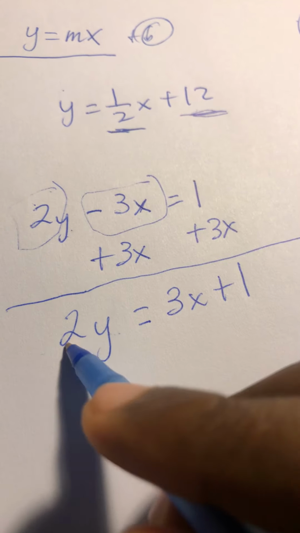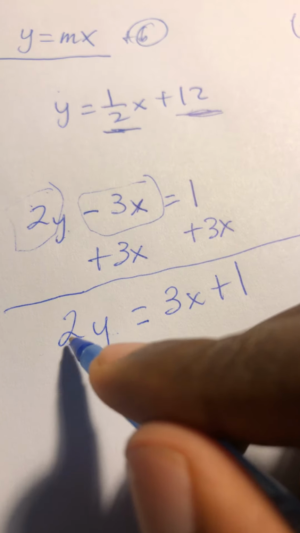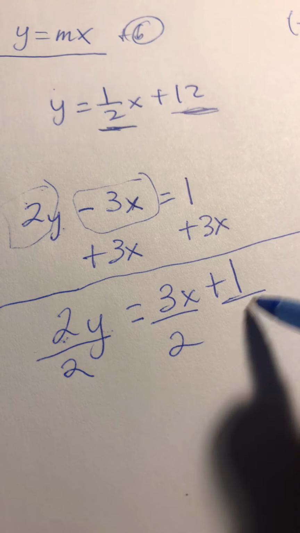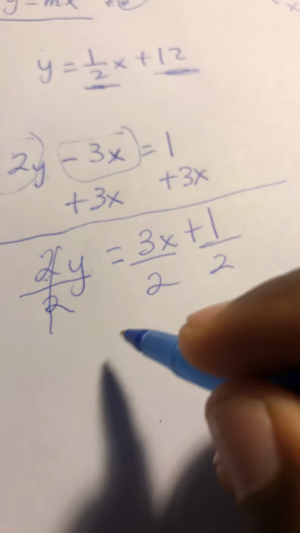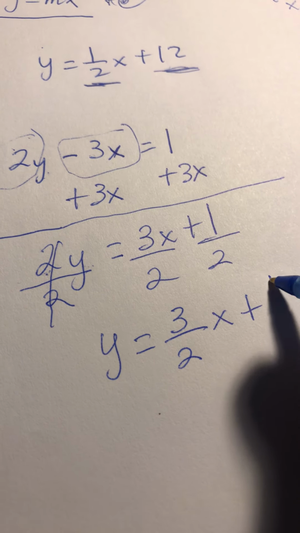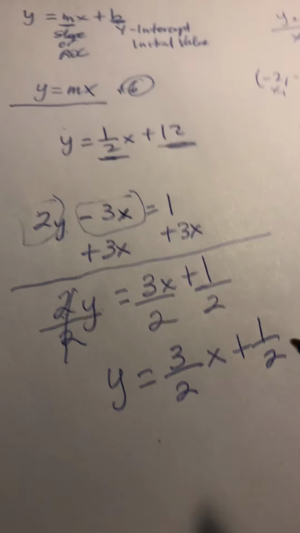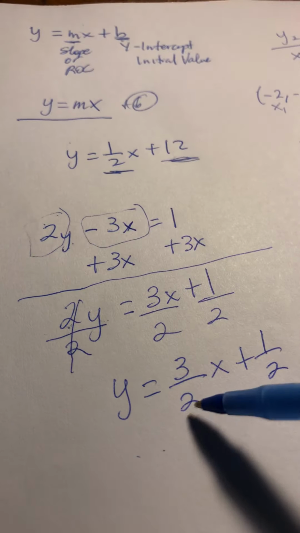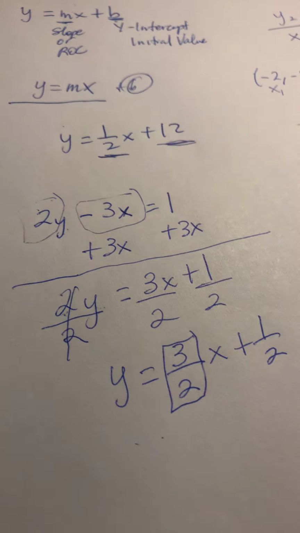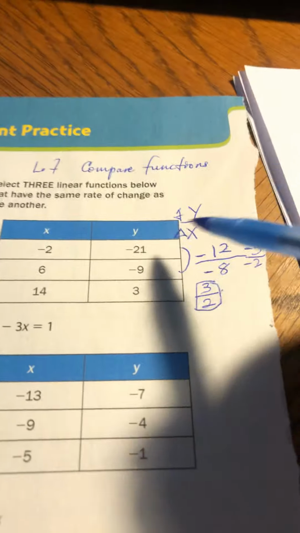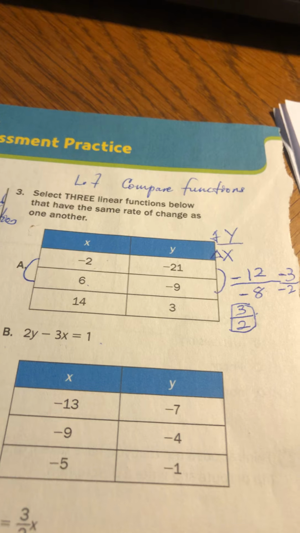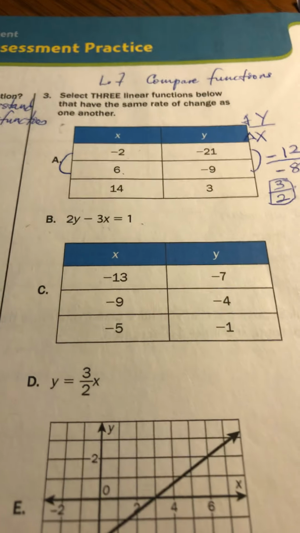And then I'm trying to get this y alone, so I have to get rid of this 2. For me to get rid of this 2, I'm going to divide by 2. Whatever I do to one side, I have to do to the other side. So I'm going to get y equals 3 over 2x plus 1 over 2. And remember that m is my slope or rate of change. So my rate of change slash slope is 3 over 2, which is what the first one is. So far we know that A and B have the same rate of change. And we're looking at C now.